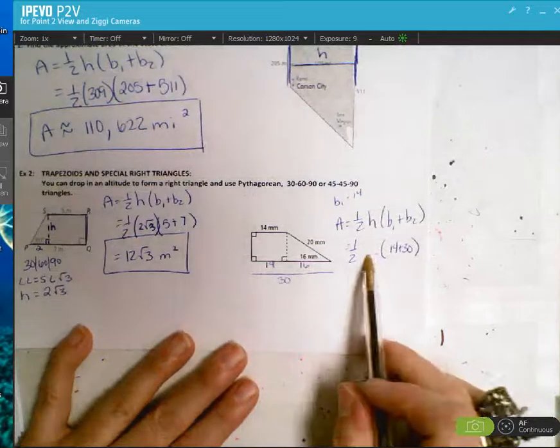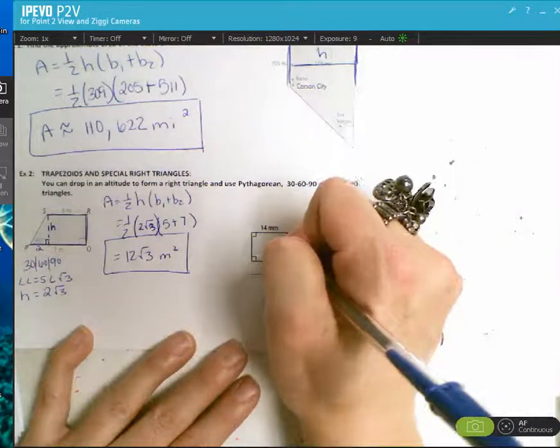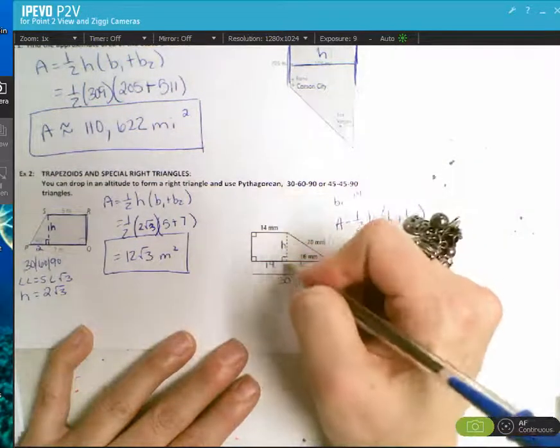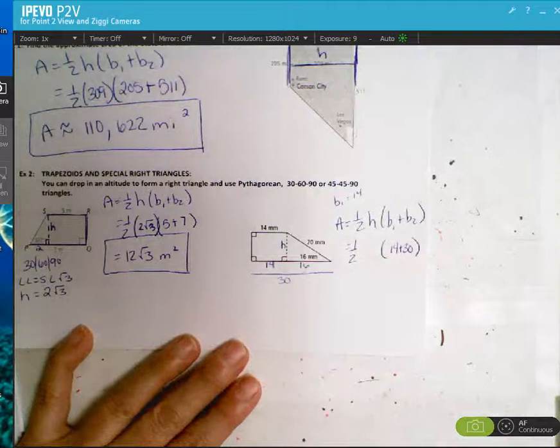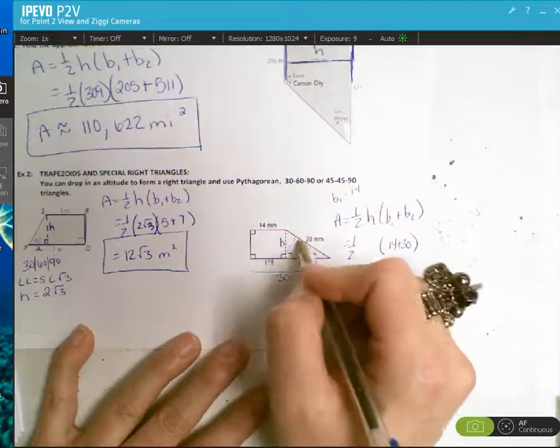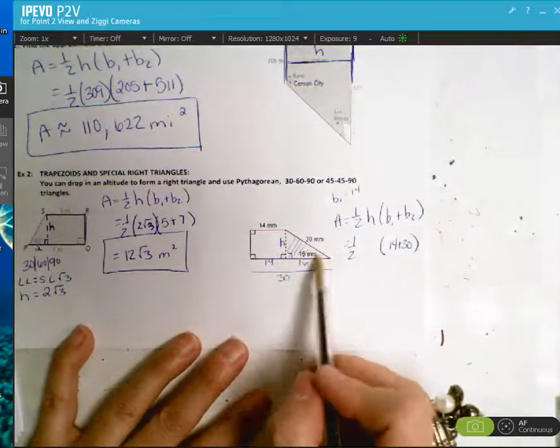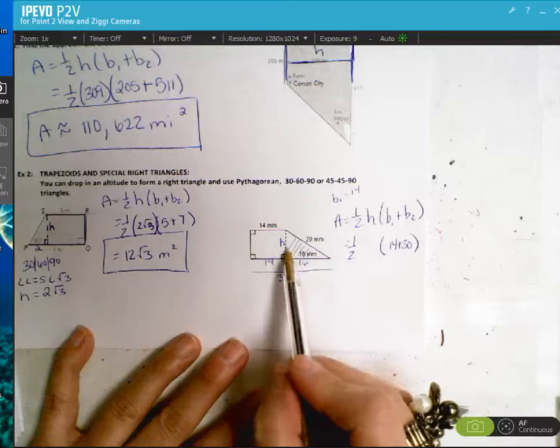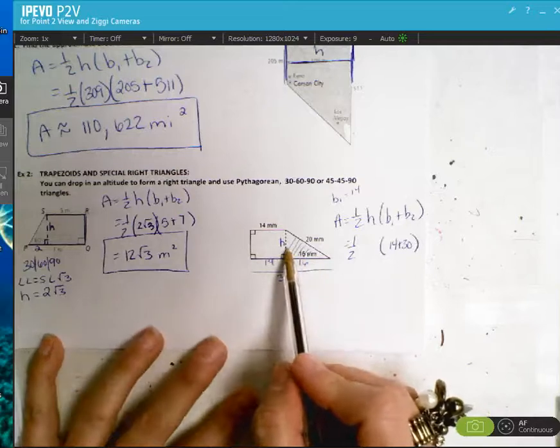Again, we've got to go back and figure out the height. The height here is this piece, the perpendicular piece between the parallel lines. Well, if this is a right angle, this must be a right angle. So this triangle must be a right triangle. I have two sides of a right triangle, so I can find the third one using the Pythagorean theorem.